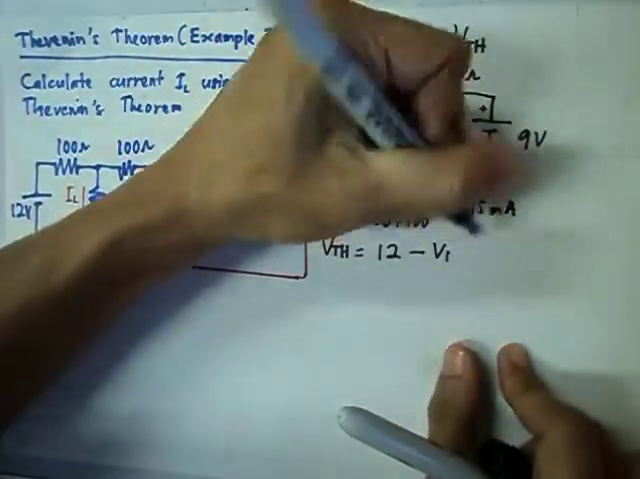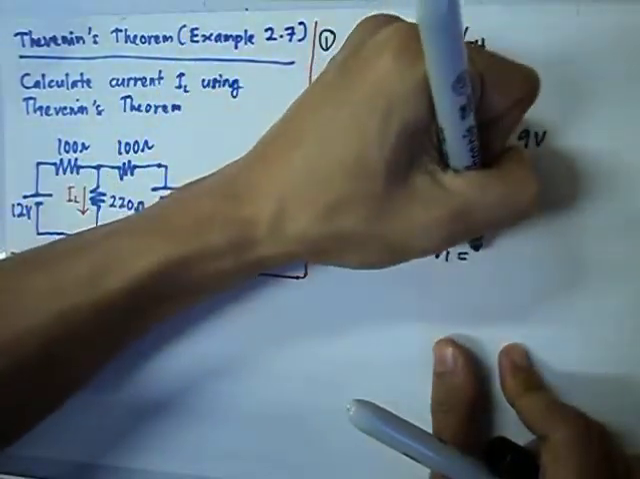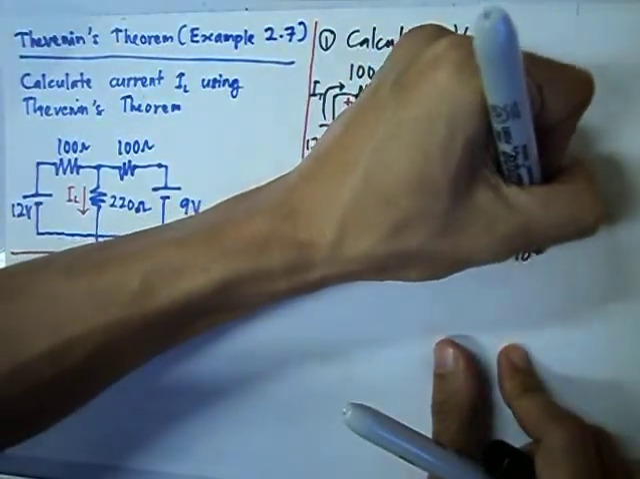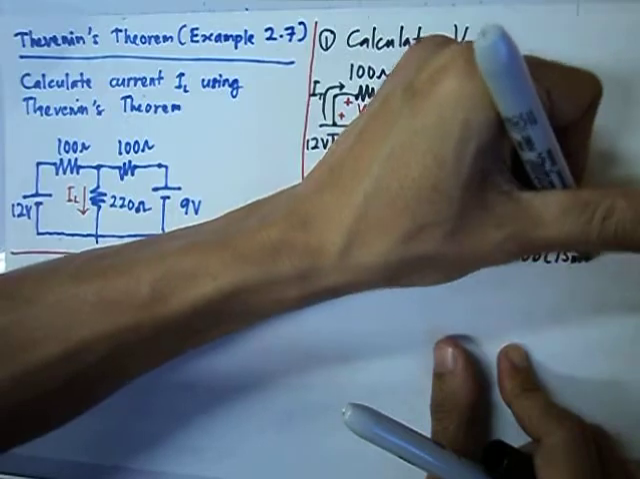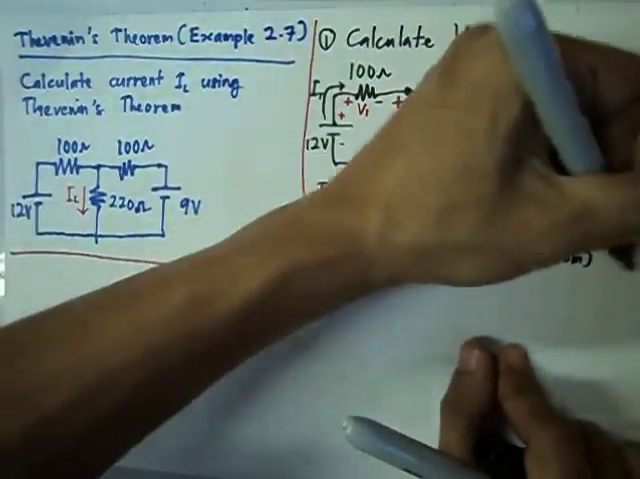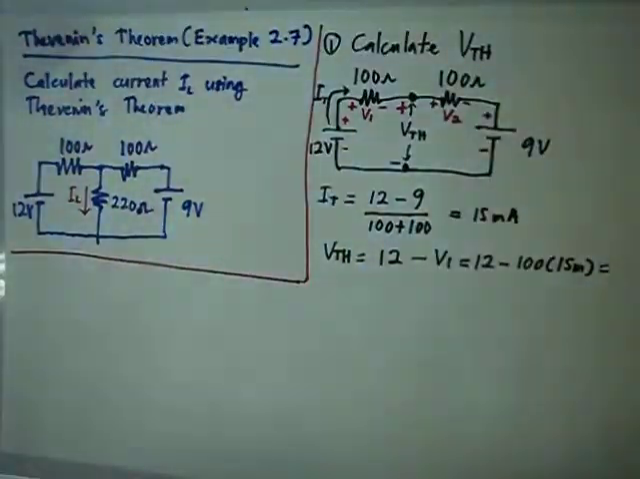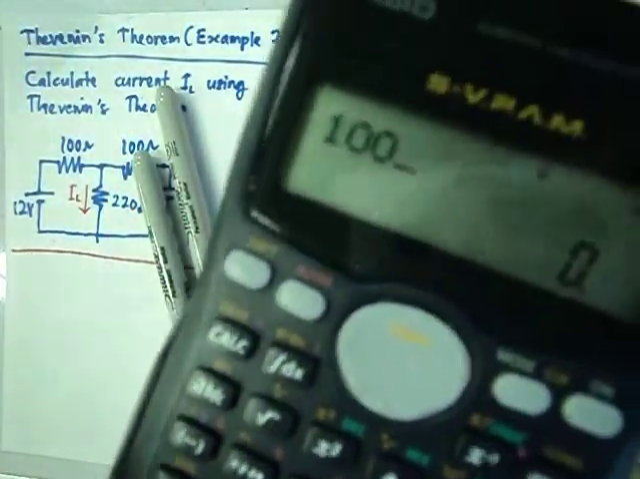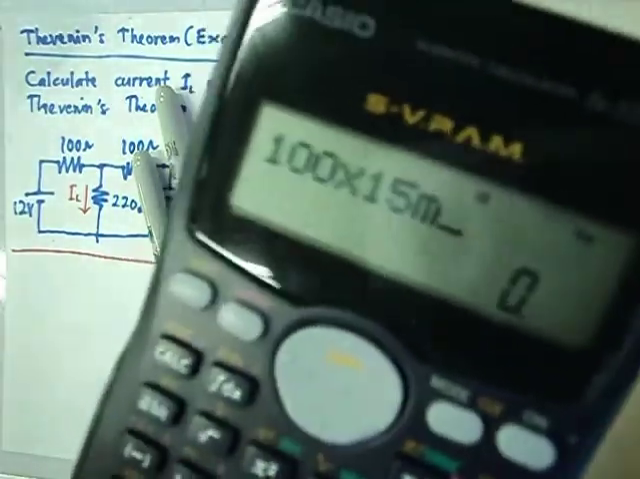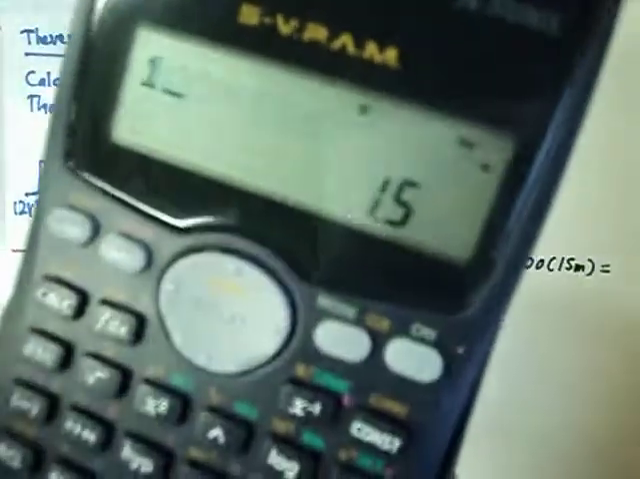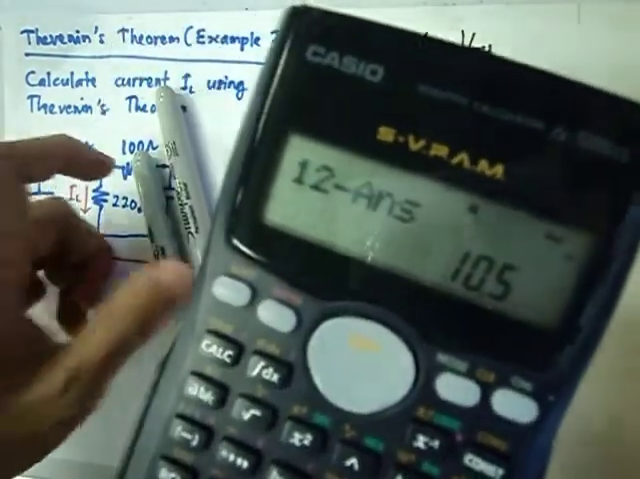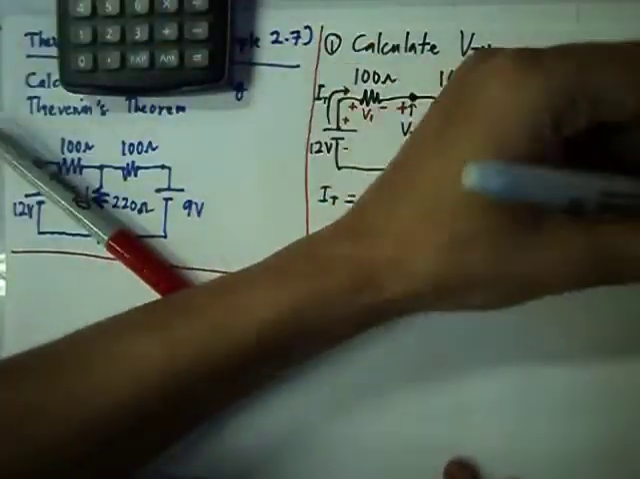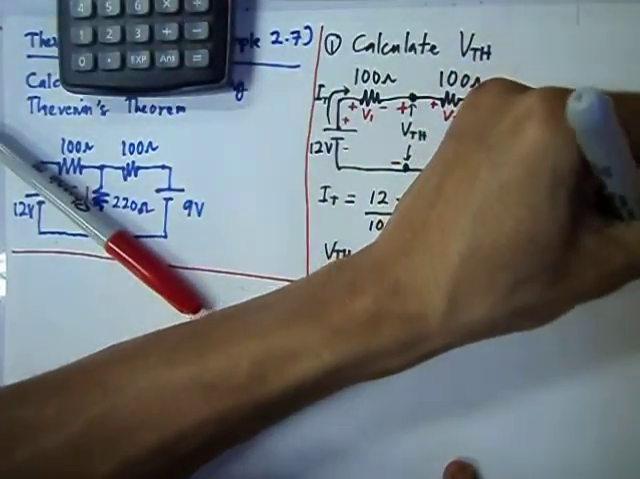So 12 minus V1, where V1 is 100 times I1, so 100 times 15 milli. VTH now is 12 minus 100 times 15 milli. 12 minus the answer gives 10.5. So 10.5 volt is the VTH.